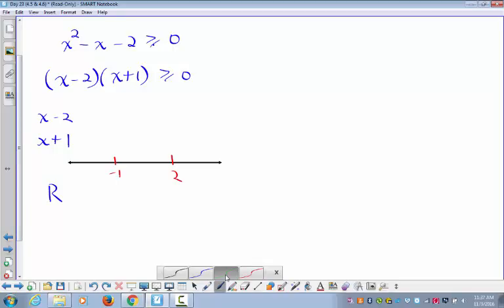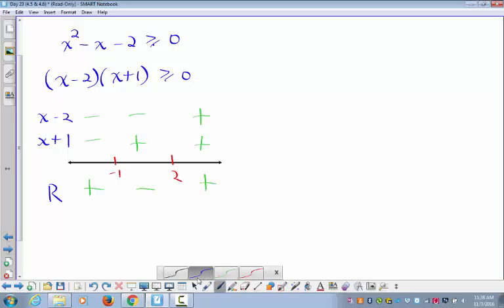To the left of -1, like -2. Negative, negative, results positive. Between -1 and 2, pick 0. Negative, positive, result is negative. To the right, they're both positive, so the result is positive.